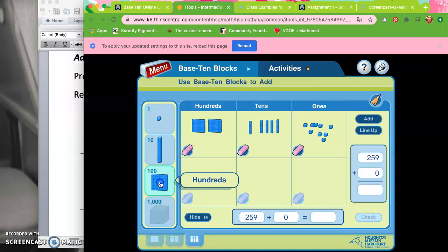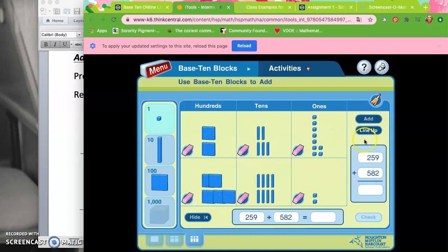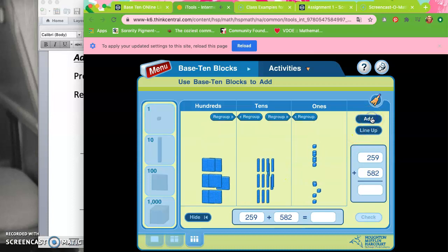All right, and then for our second part, we have 582. So do our hundreds first. 1, 2, 3, 4, 5, 500. And 8 tens, so 1, 2, 3, 4, 5, 6, 7, 8. And then our ones, we have two ones. 1, 2. So we have two. So over here we have 259 plus 582. I'm going to line them up because I like having them in a nice single file line. Then we're going to hit add.